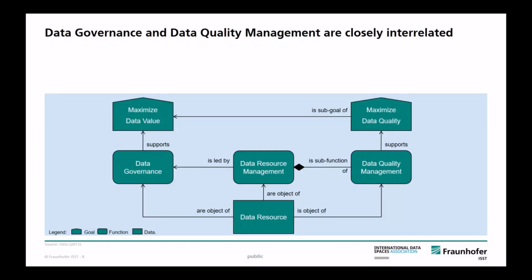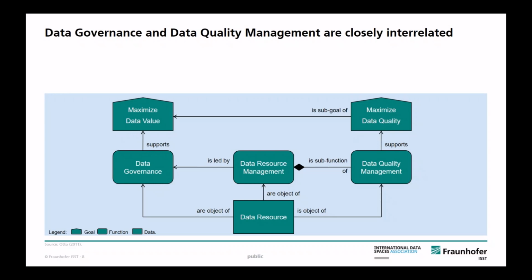So to give you a little bit of, let's say, a conceptual framework, one could, of course, argue that data governance is relating to the data resource in a company, and that data resource is managed by the data resource management capability. And so everything we do in data management has to follow the regime that is laid out in data governance, so to say. And in the end, data governance aims at maximizing data value, whereas on the right-hand side, data quality management as a sub-function of data resource management is aiming at maximizing data quality.